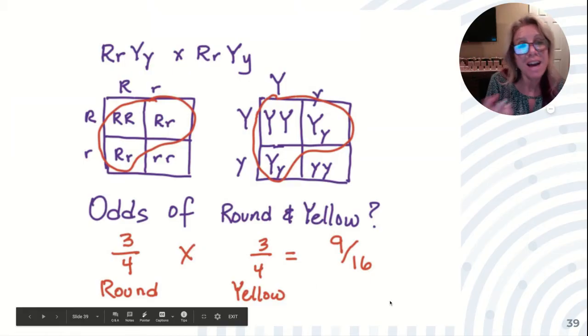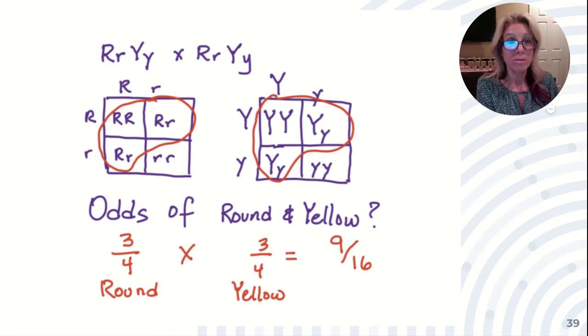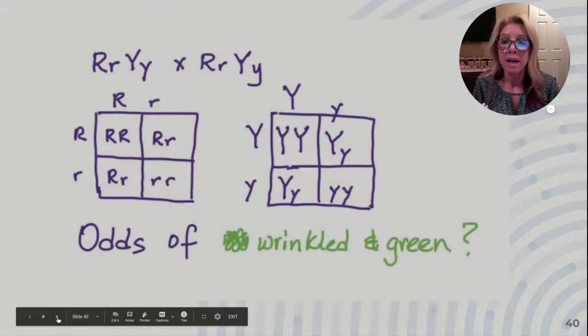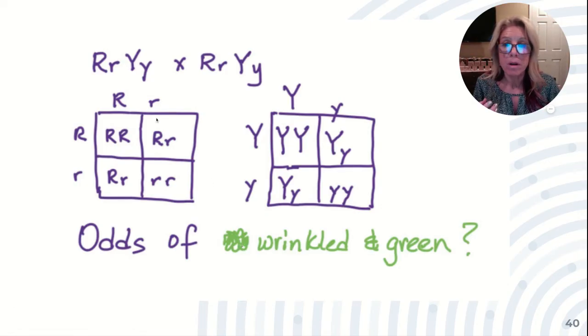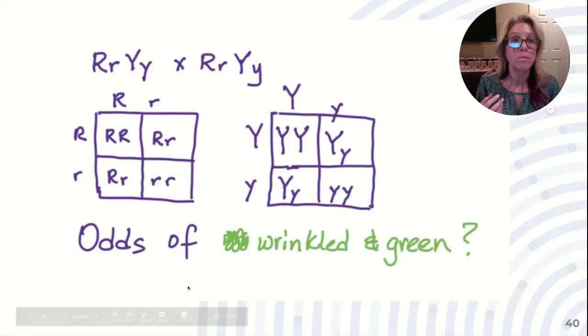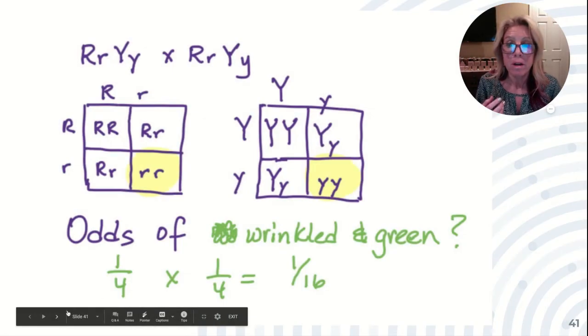I would predict 9 out of 16 would then be round and yellow, right? And then let's go again. Let's do another one. What are the odds of being wrinkled and green? Well, what are the odds of being wrinkled? Well, 1 out of 4. What are the odds of being green? 1 out of 4, right?